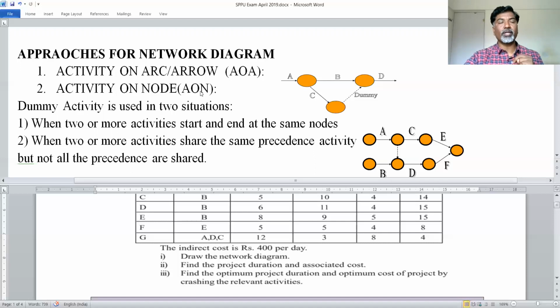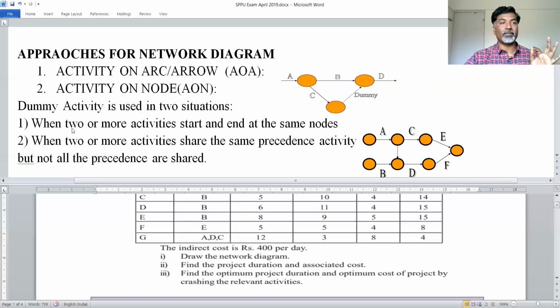While drawing a network diagram, there are some situations where you have to add a dummy activity. A dummy activity is an activity whose cost, meaning the time required to complete that particular activity, is treated as zero, because it is a dummy activity. So what are the different situations when you have to add a dummy activity? The first situation is when two or more activities start and end at the same node.